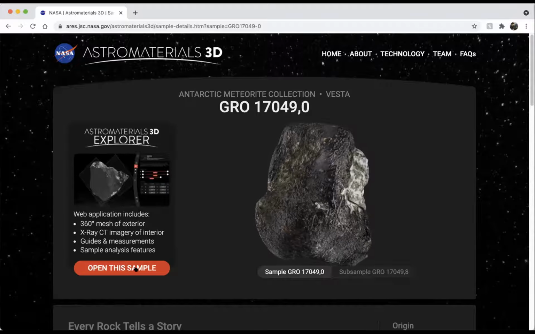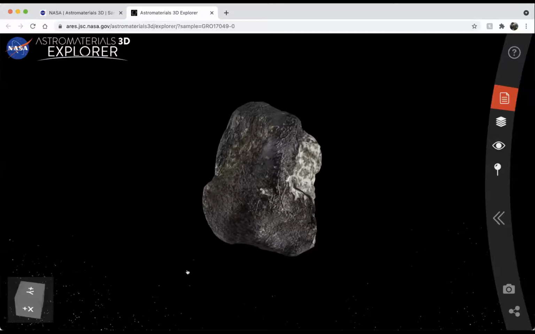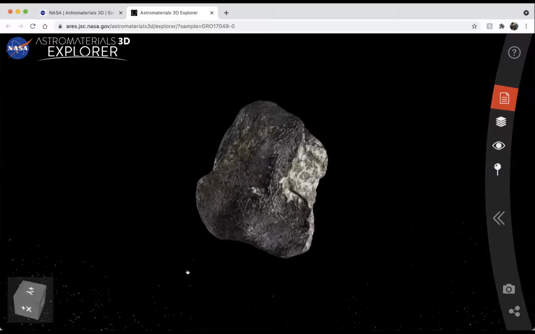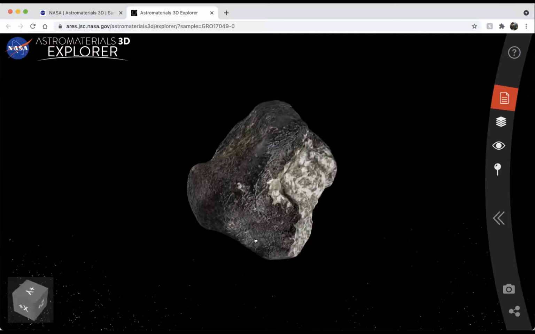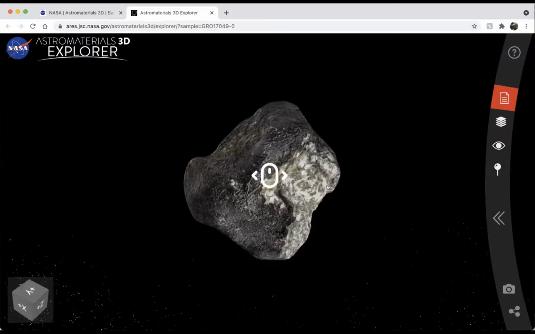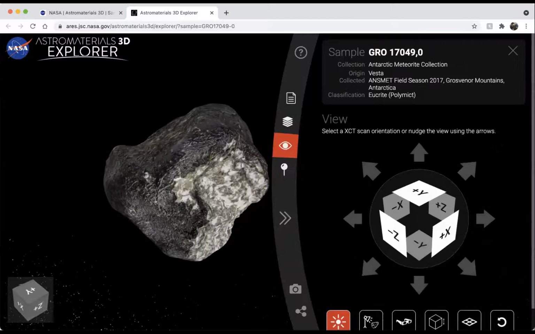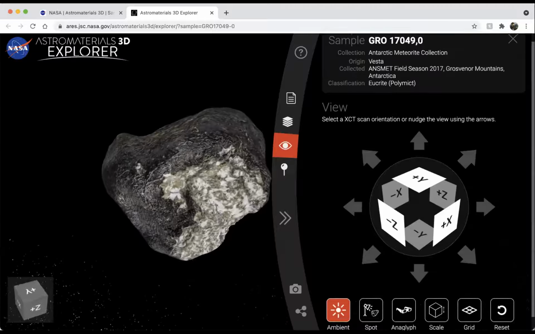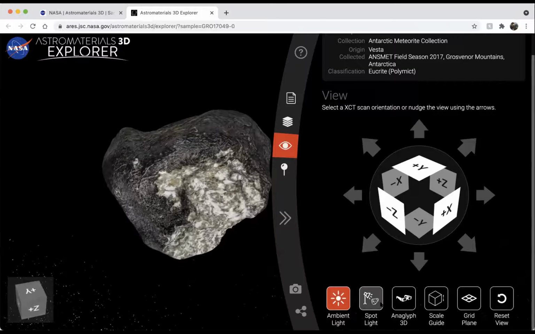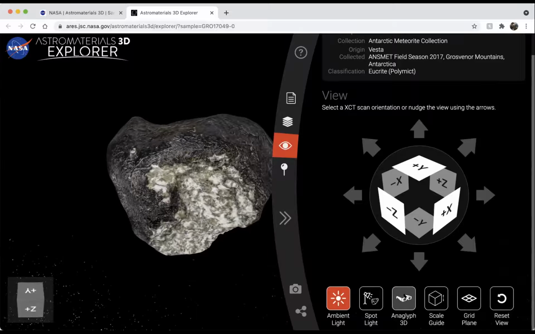And this would be the moment for anybody in the group that has your red, blue 3D glasses. I'm going to show you a really cool feature that we have in Astromaterials3D. So in the little view controls, you can go to this little icon here, which is our anaglyph 3D.